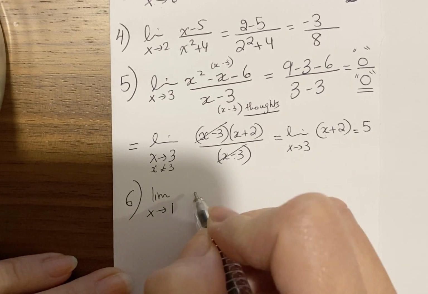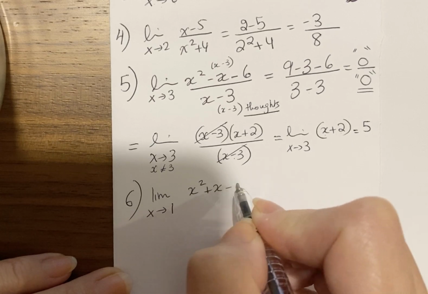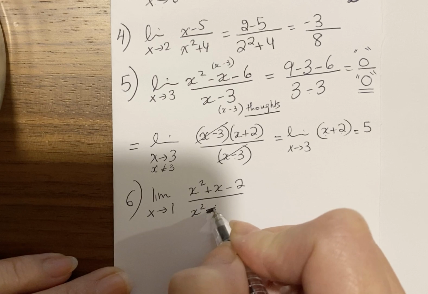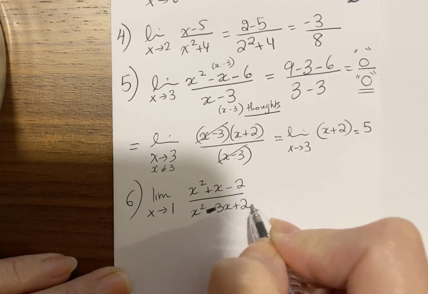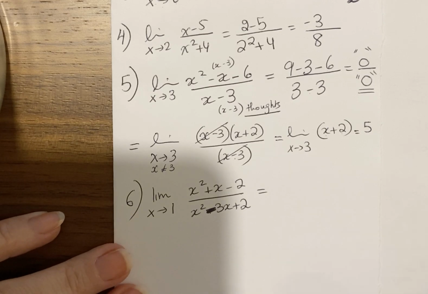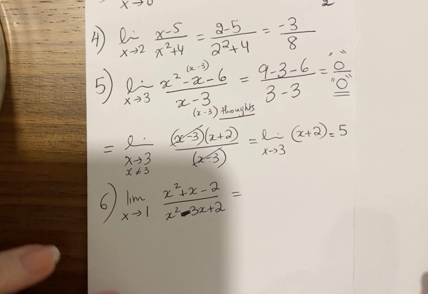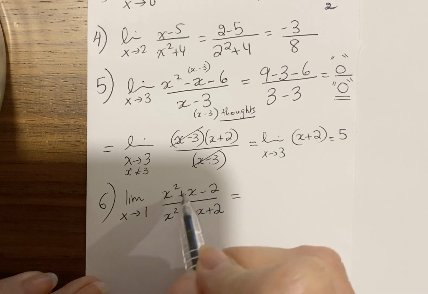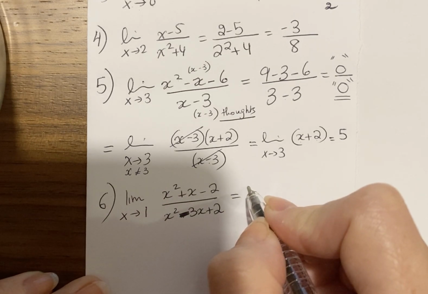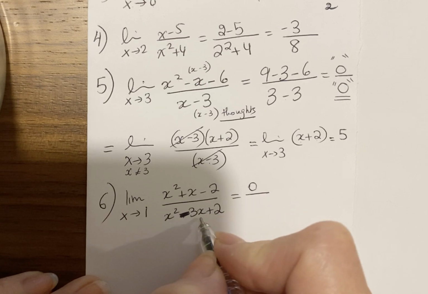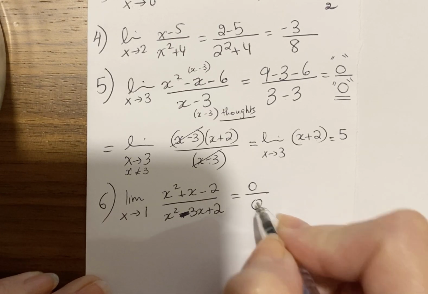Limit as x approaches 1 of (x squared plus x minus 2) over (x squared minus 3x plus 2). Again, I first try to see if things can work without a mess. To check, I just need to use the algebraic properties. The limit of the numerator is 1 squared plus 1, 2, minus 2, 0, over 1 squared, 1, minus 3, minus 2, plus 2, 0.